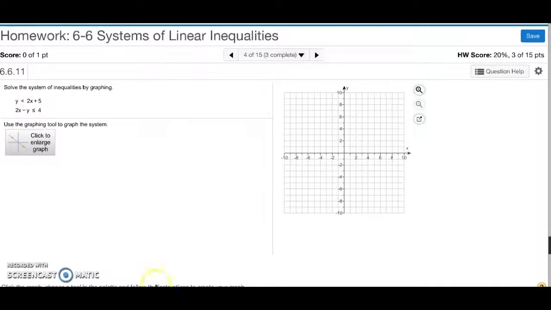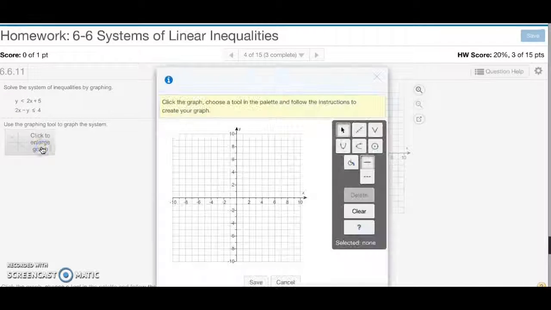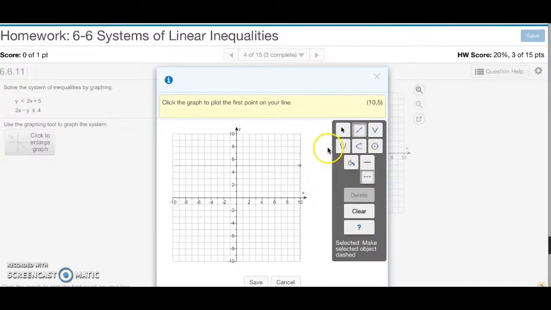Okay, so graphing these on MathXL, we click to enlarge the graph. And for my first one, we have y is less than 2x plus 5. Since it is not an equal to inequality, there's no line underneath it here, I will use a dashed line. My y-intercept is 5, so I start at 5, and my slope is 2, so I go up 2 to the right 1. And now that one is graphed.